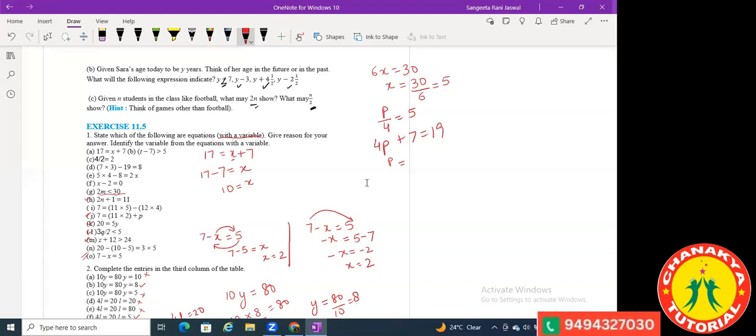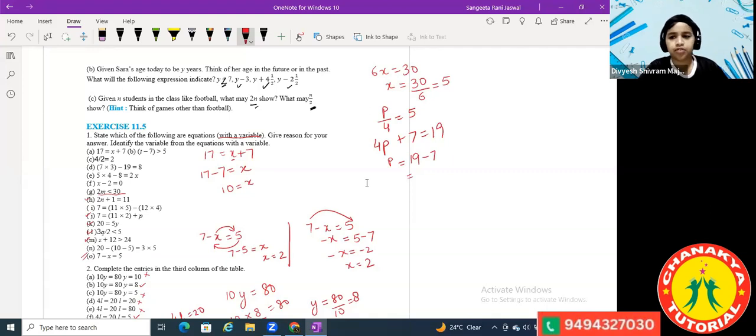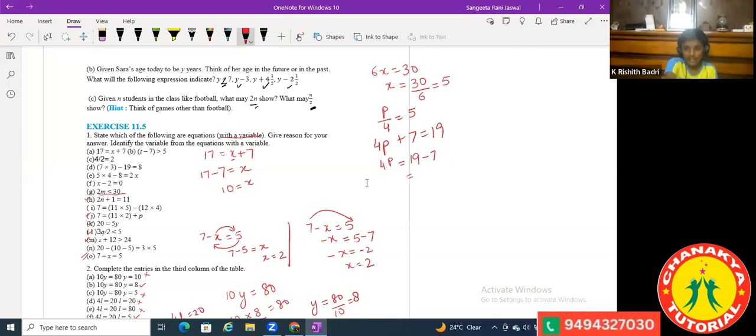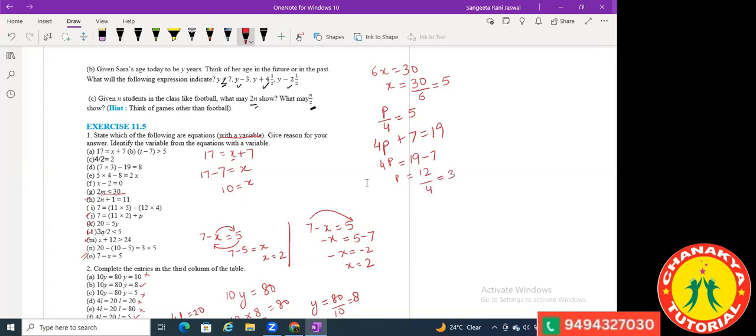Good. That's nice. So what did you do? You first took 7 to the other side. 19 minus 7, divided by 4. Yes, ma'am. So we can do it this way: 19 minus 7, then we should check that it is 12, and we should divide by 4. Yes, these are the steps actually. Okay, that's nice. Good. Okay, now one more.